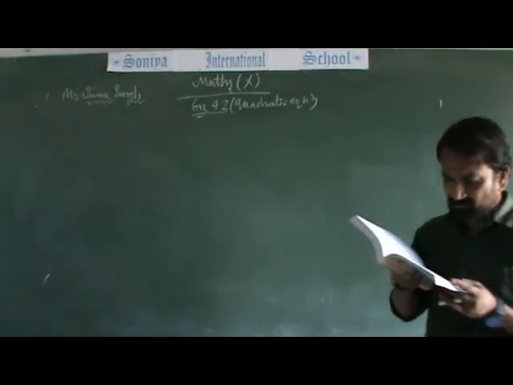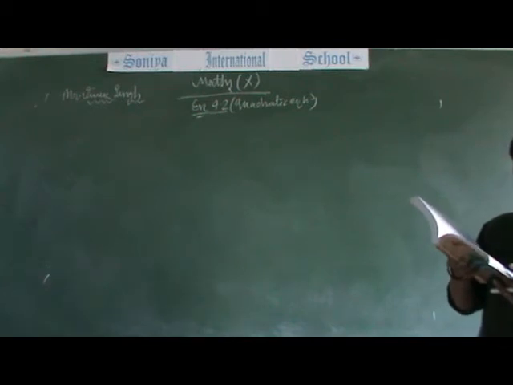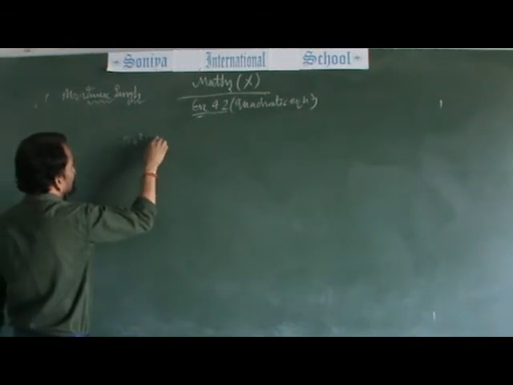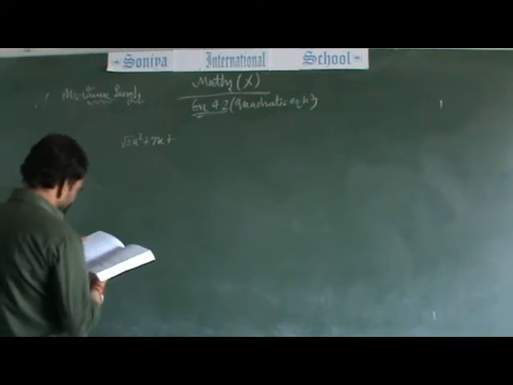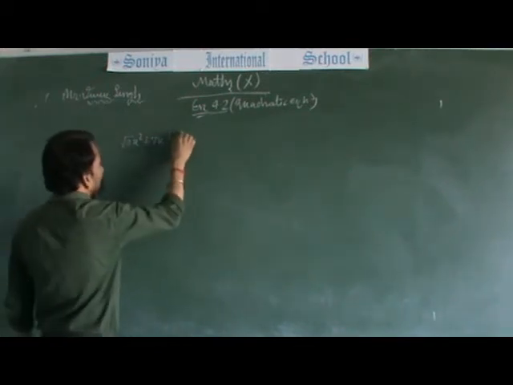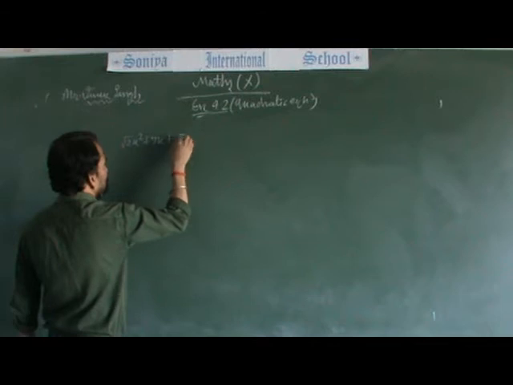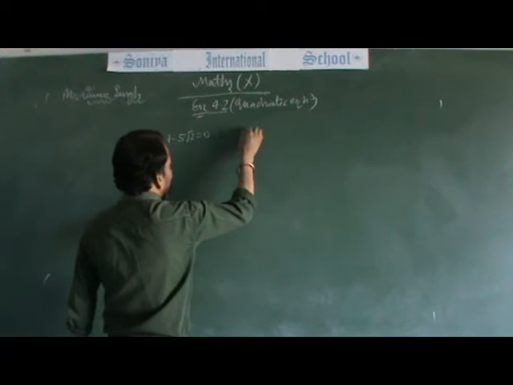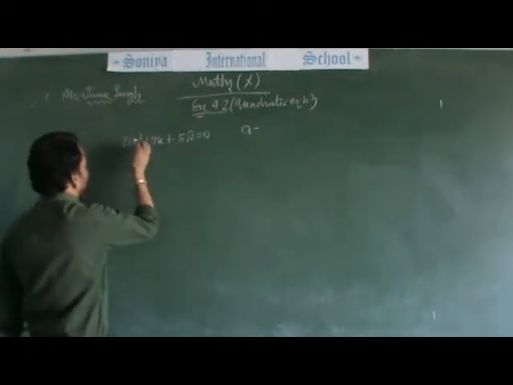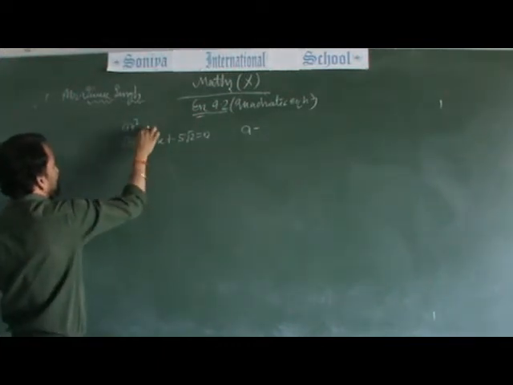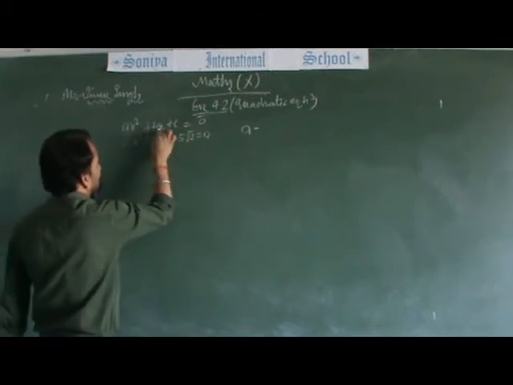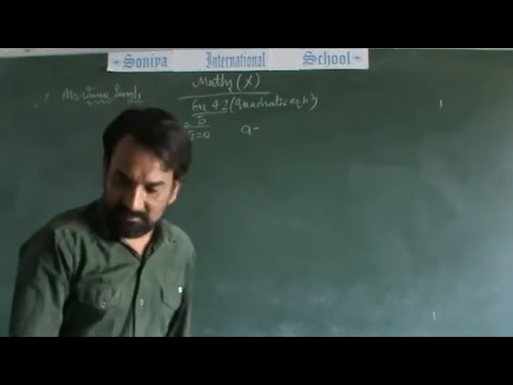There is one more question: root 2 x square plus 7x plus 5 root 2 equals to 0. What is a? Compare it with the standard equation ax square plus bx plus c equals to 0. What is this? This is the standard equation for a quadratic polynomial.